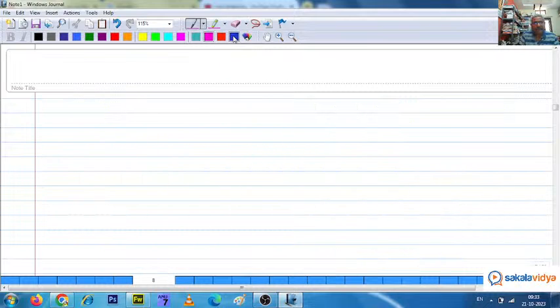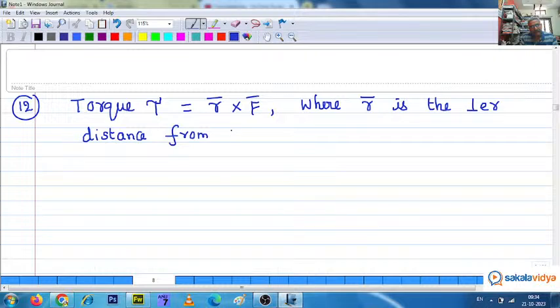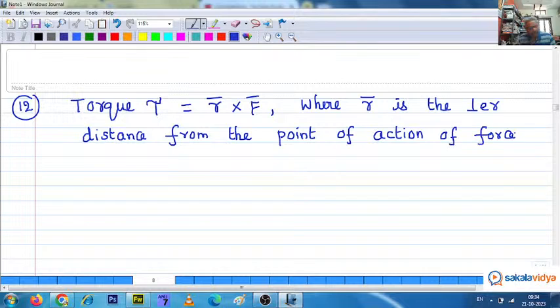Okay, next let us move to the 12th one. Torque Q is given by R cross F, cross product, where R bar is the perpendicular distance from the point of action of force, and F bar is the force applied.